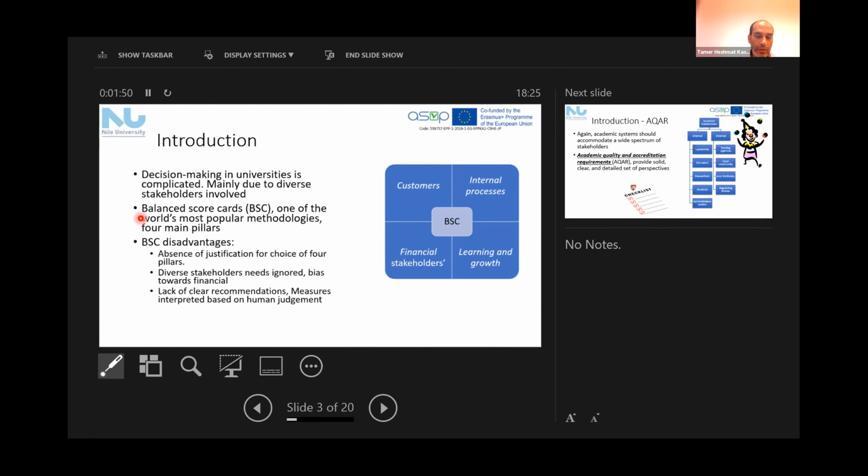In fact, this widespread methodology suffers from 3 main disadvantages. We do not have any clear justification for selection of these 4 pillars. Also, diverse stakeholders are ignored since we are just focusing on the financial stakeholders. Finally, we don't have clear recommendation systems. It is just based on interpretation. The aim of this paper is to get an alternative for the balanced scorecards, or to improve the balanced scorecards within an academic system.